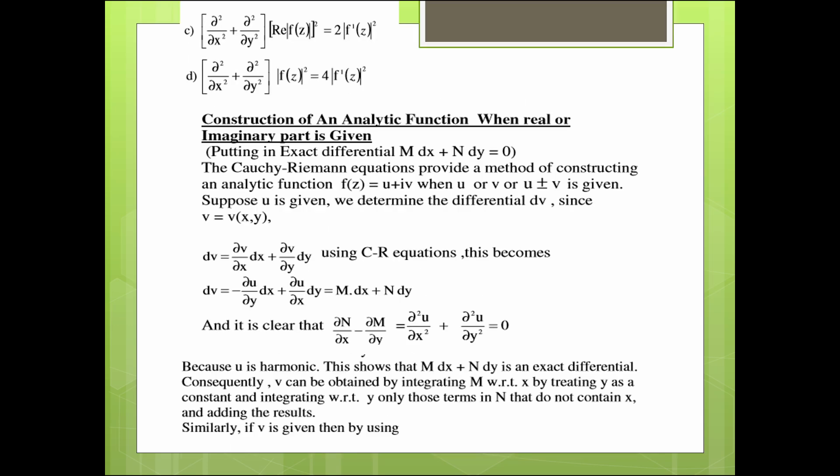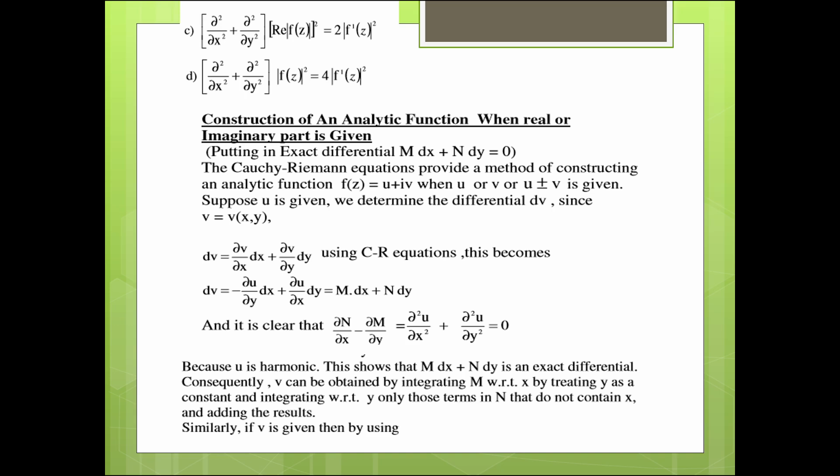Next one, (∂²/∂x² plus ∂²/∂y²) of the real part of |f(z)|² equals 2 into |f'(z)|², and then (∂²/∂x² plus ∂²/∂y²) of |f(z)|² equals 4 into |f'(z)|².